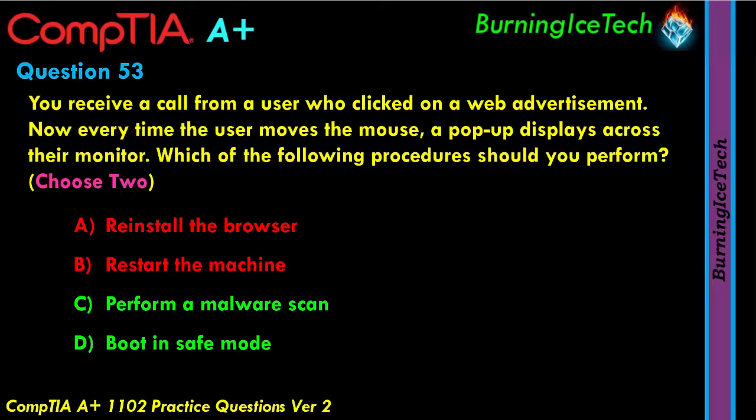C says perform a malware scan. Yes, because it's malware. You've gotten some sort of malware on this machine. Might be adware or something like that. And the only way you can get that out is to format the machine or do some sort of malware scan. D, boot in safe mode. Why is that such a good answer? Because when you boot in safe mode, not only do most of your drivers not start up, most services do not start up, including most viruses. It gives you the opportunity to go and scan the machine without this thing kicking in, so to speak.